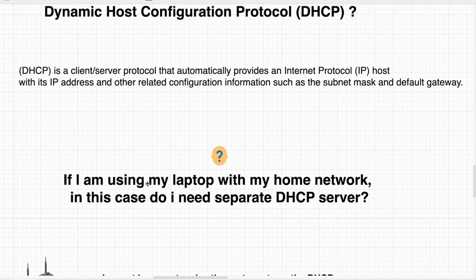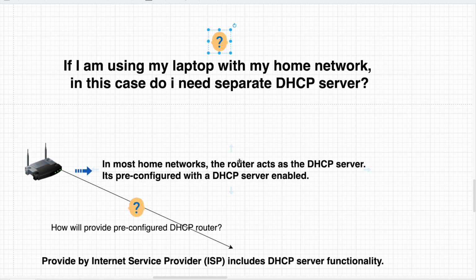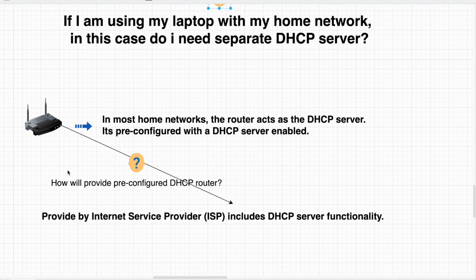Okay, if I am using my laptop in my home network, do I need a separate DHCP server? In most home networks, the router acts as the DHCP server. It's pre-configured with the DHCP server enabled. Okay, understood. How is the pre-configured DHCP router provided? It's provided by the Internet Service Provider (ISP), which includes the DHCP server facility.